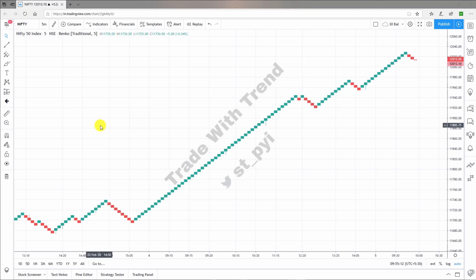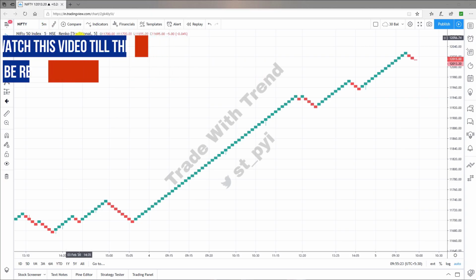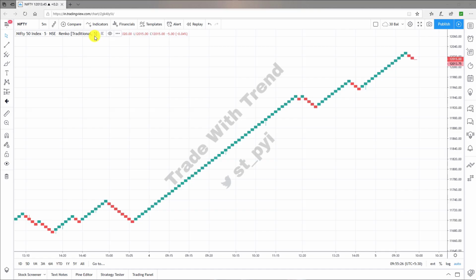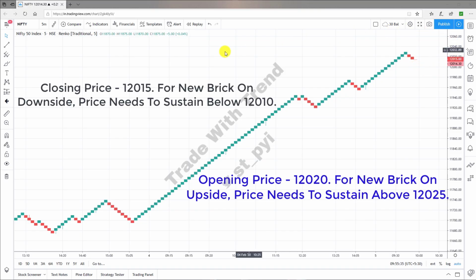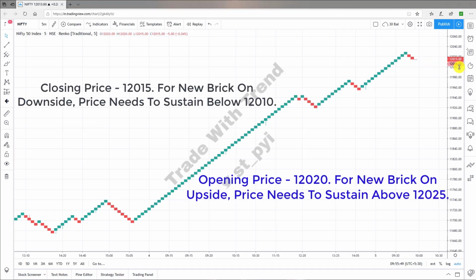So let me now show you how a Renko brick is plotted on TradingView. So what I have here is the market is open. It's currently 9:55, and I have selected the 5-minute time frame here, and using the traditional method, I've set the brick size at 5. So if you look at this particular brick that is printed, the closing price of this brick is 12,015. Later, when I send the video out for editing, I will mark out where you can clearly see the closing price of this brick where my cursor is. So currently price is at 12,014.15. So look at my brick setting, it is 5 here.